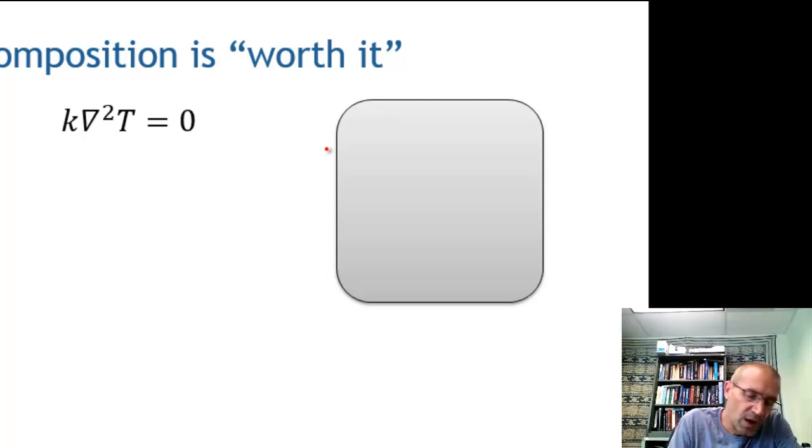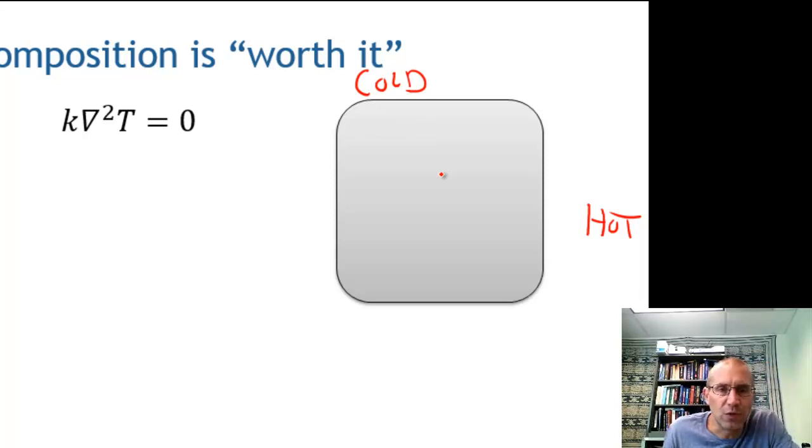a steel plate. And maybe one side of it is hot, and then over here it's cold. And I'd like to know the steady state temperature distribution within this plate. So the equation that I'm solving, if I want to know the steady state, is this equation here, where this is K, the thermal conductivity, del squared T is equal to 0.